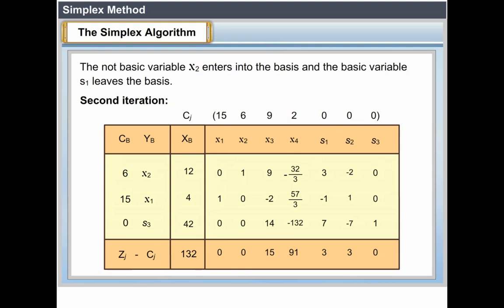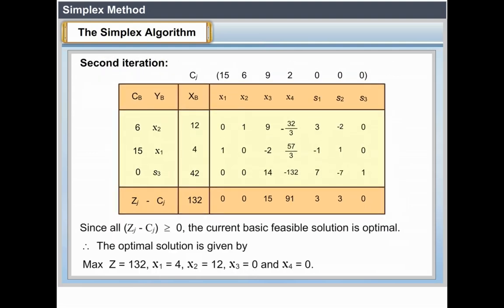Then Zj minus Cj row 132 for XB, 0 for X1, 0 for X2, 0, 15 for X3, 91 for X4, 3 for S1, 3 for S2, 0 for S3. Then Cj values do not change because in the standard form of the objective function, we just copy the cost coefficients. Since all Zj minus Cj greater than or equal to 0, the current basic feasible solution is optimal.